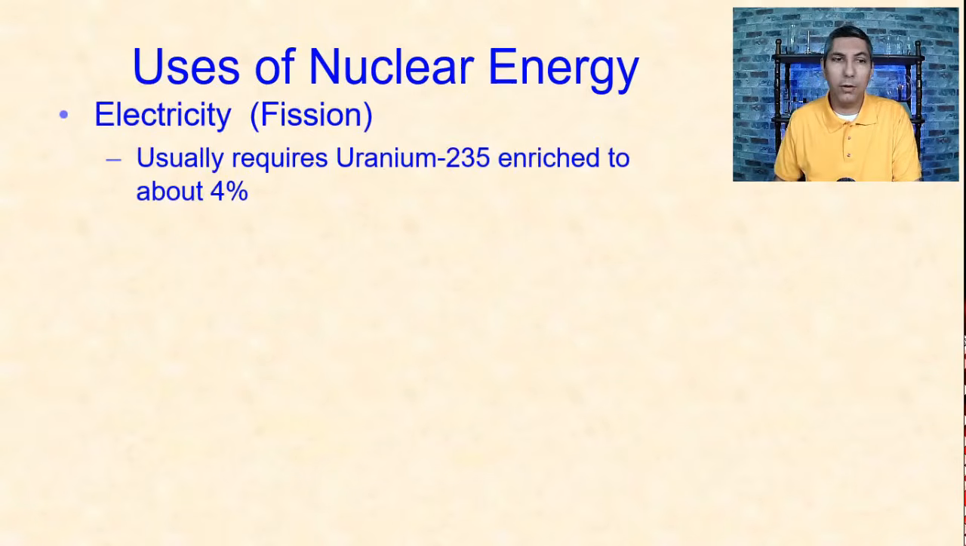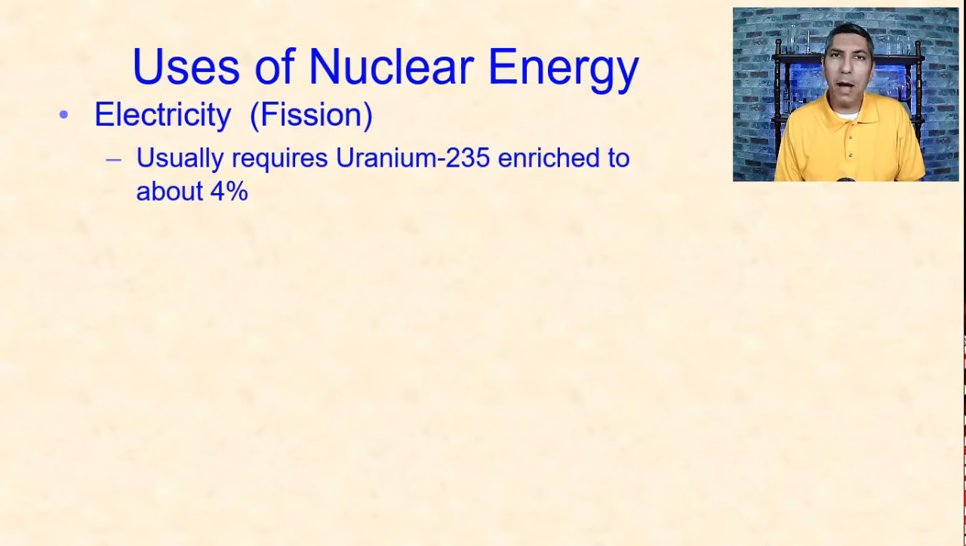Now, what are some important uses of nuclear energy? Well, the first one that I want to point out to you is electricity. And for this, we're generally talking about nuclear fission. Now, in order to power a nuclear power plant, we're going to need some sort of fissionable material. The most common fissionable material today, as of the time I'm recording this video, is uranium-235. And that is mined in different places throughout the Earth.